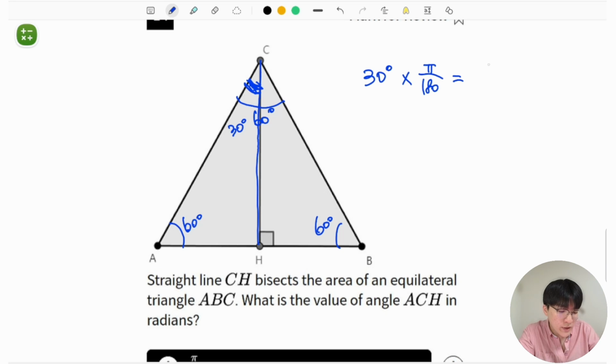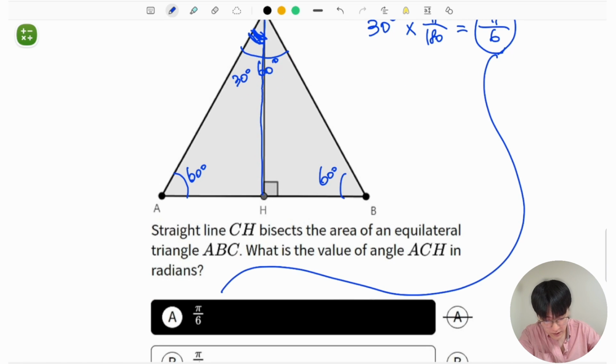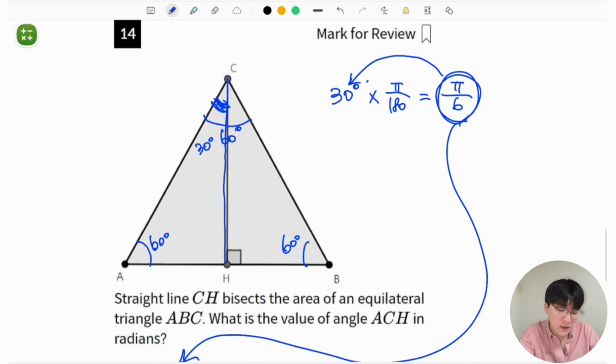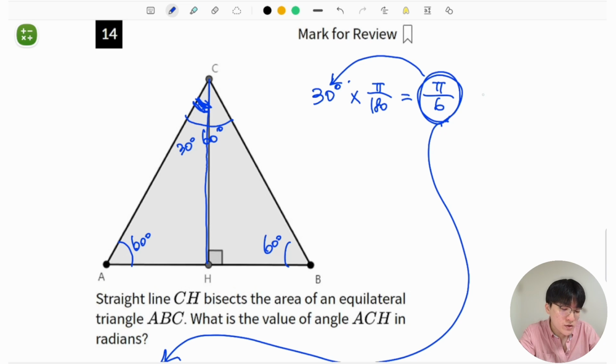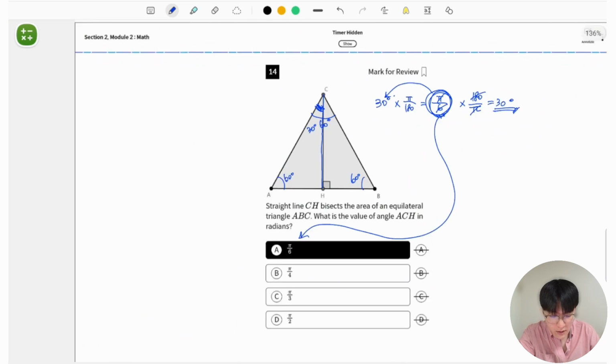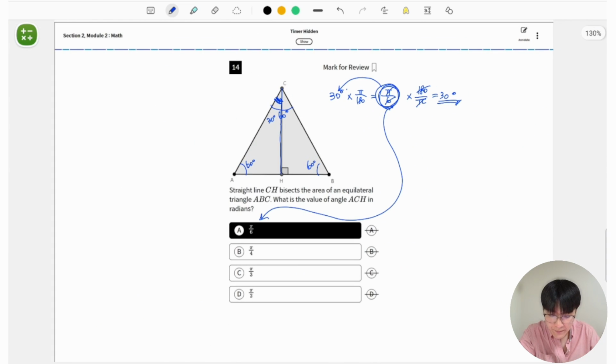And so if we do that, we get pi over 6. That is the answer to answer choice, question number 14. If you want to change this pi over 6 back into degrees, all you need to do is multiply it by 180 divided by pi. Let's actually do that and see if it works. And we also get 30 degrees. So this is something that we should know right off the top of our memory, and we would be able to solve 14.